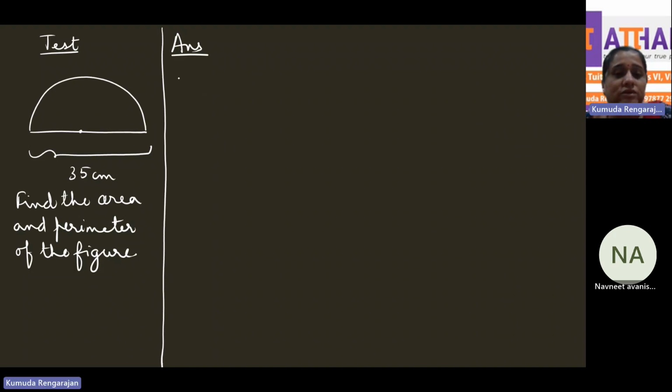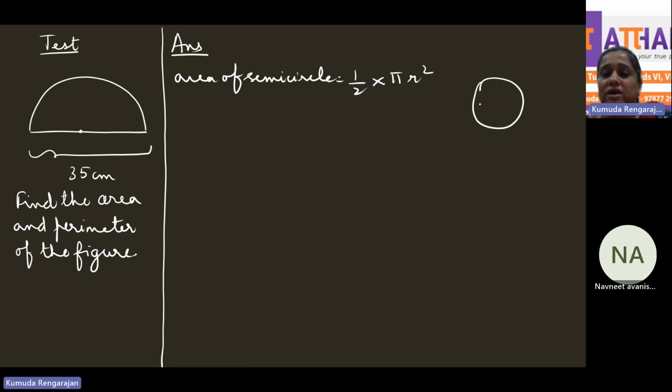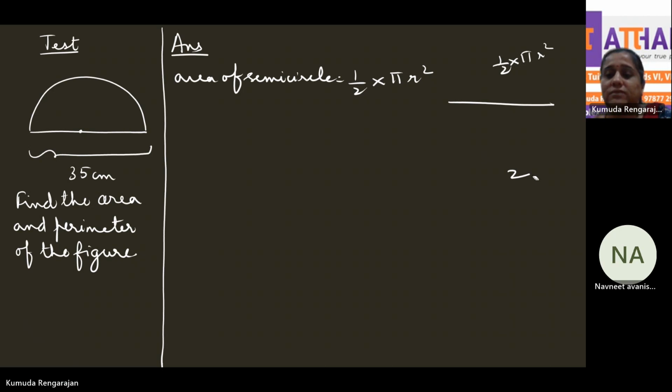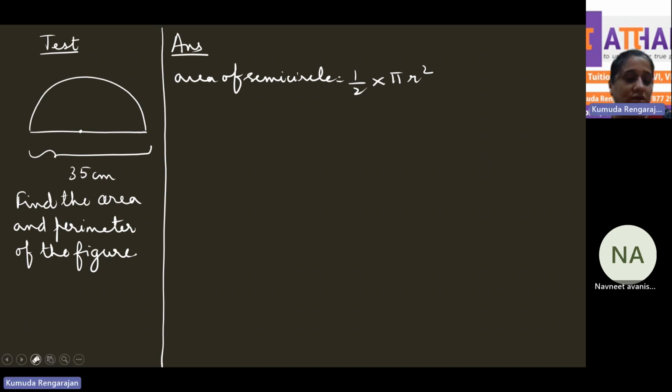So the area of a semicircle is equal to half into pi r square. Half of pi r square, because the area of a circle is pi r square. The area of half a circle is half into pi r square. Suppose the area of the circle is 100 centimeters square. The area of the semicircle will be 100 by 2, that means half of 100. So half into pi r square is the formula to find the area of a semicircle, in square units.